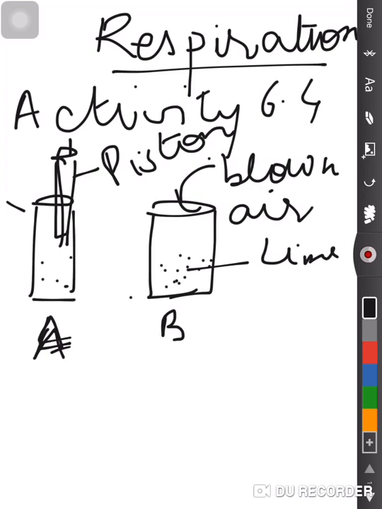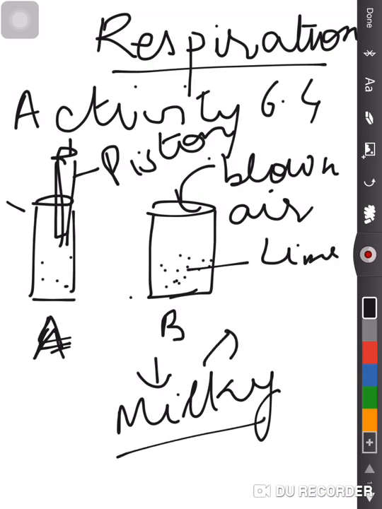In the second one, the air is blown by a boy, or you can say any human being, in test tube B. Now what happens in case of test tube B is that the water turns milky, the solution turns milky. Why does it turn milky? Due to the formation of calcium carbonate.